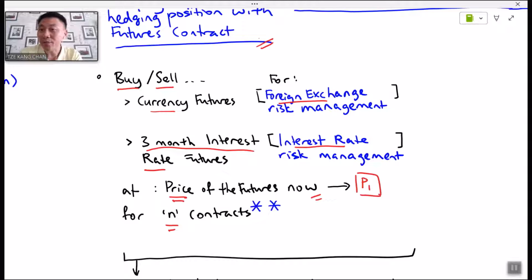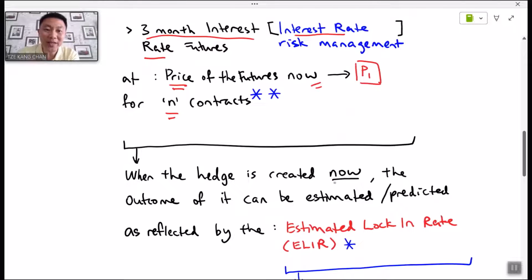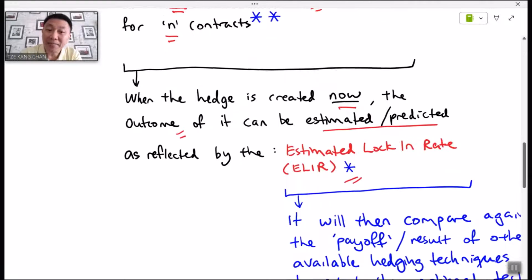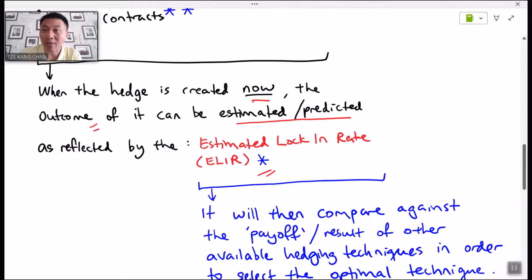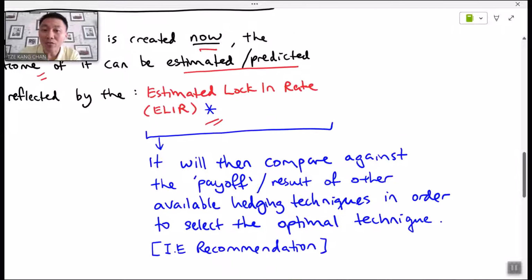Guys, it is important for you to understand in this part of the video, when we or the hedger create positions on the futures contract for the hedge purpose, it is possible, once the hedge is created now, to estimate the outcome of the futures contracts as the hedging instrument by estimating the estimated lock-in rate, which reflects the estimated payoff or the end result with the usage of futures contracts.